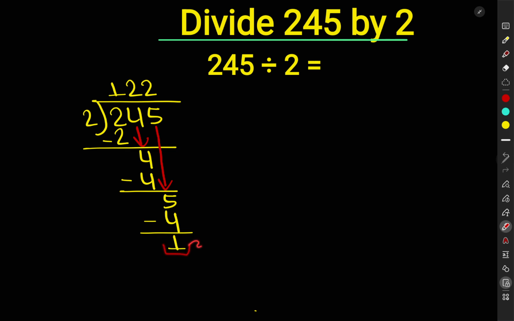So now this 1 is less than 2 and there is no other number beside. So we put here a decimal so that we take 0. So now it became 10 and 2 times 5 means 10. On subtracting we get 0. So 245 divided by 2 is 122 decimal 5.